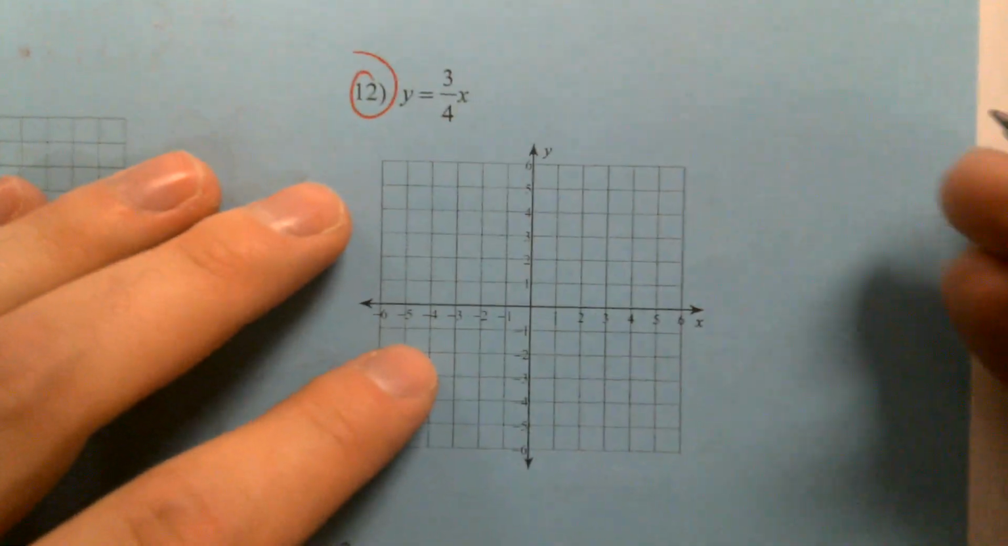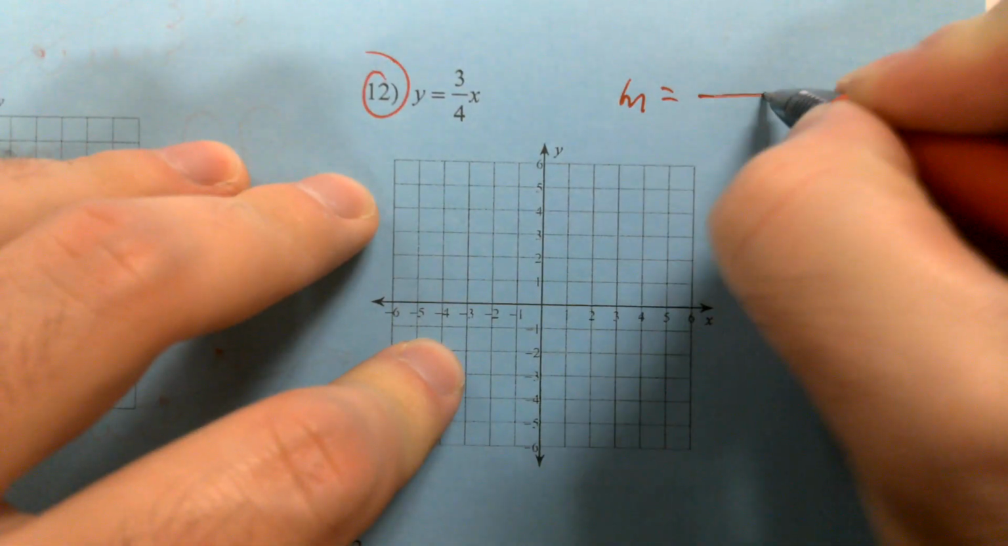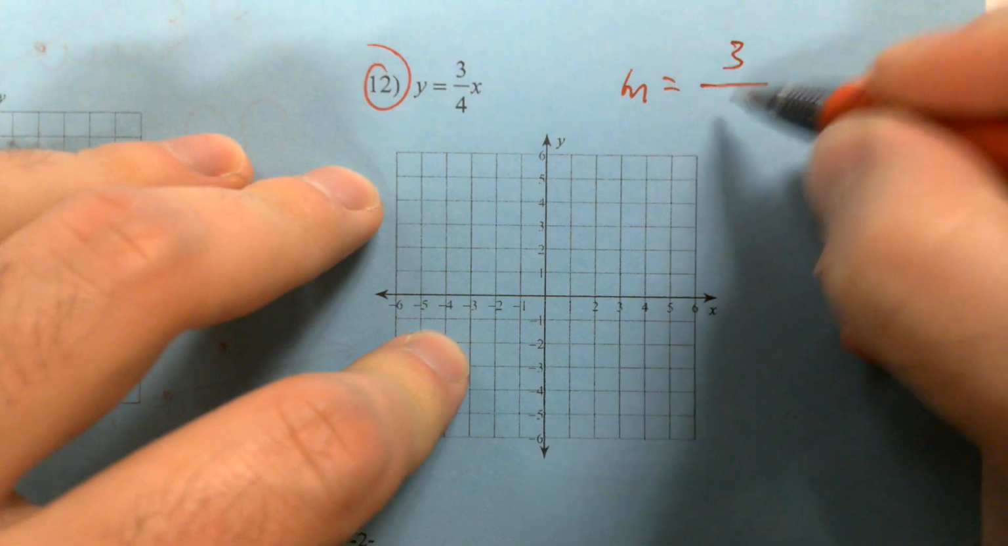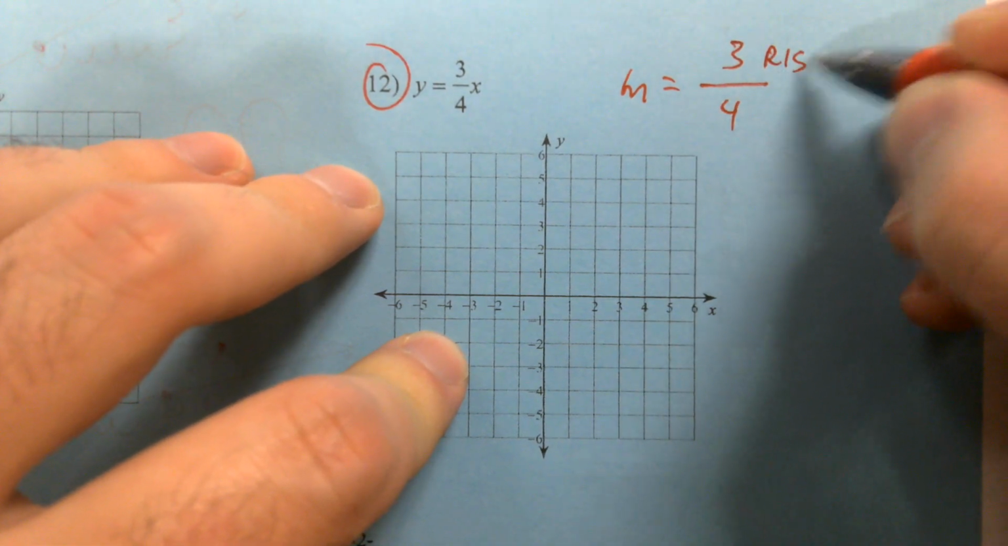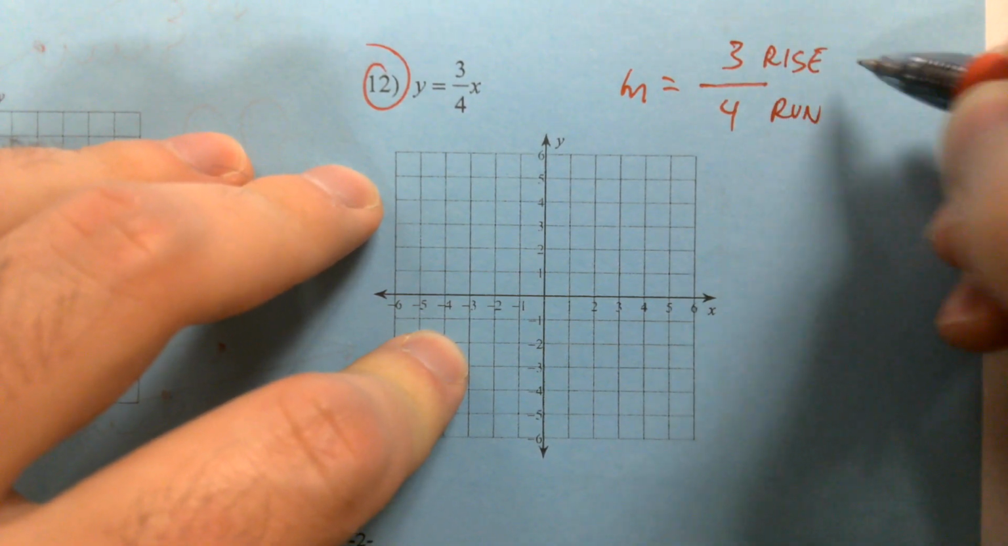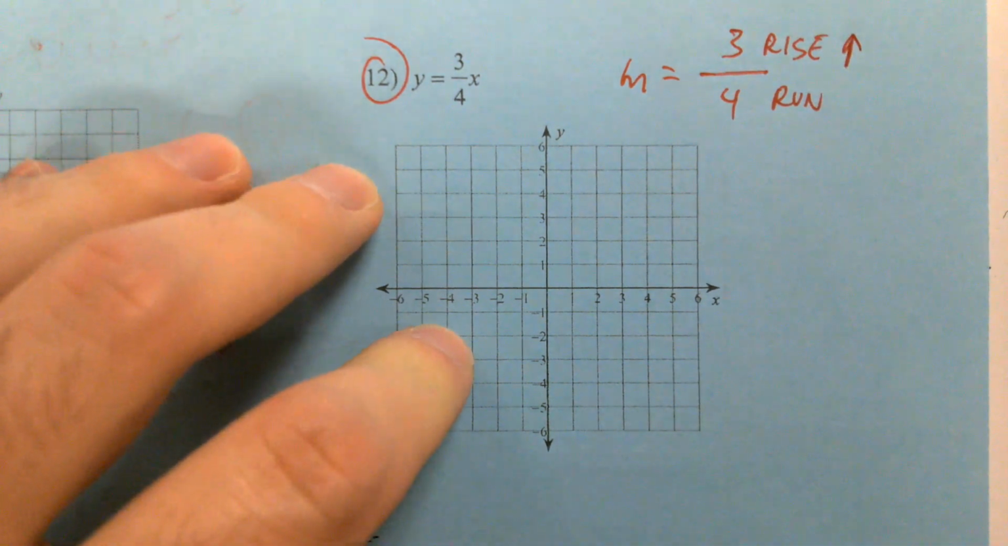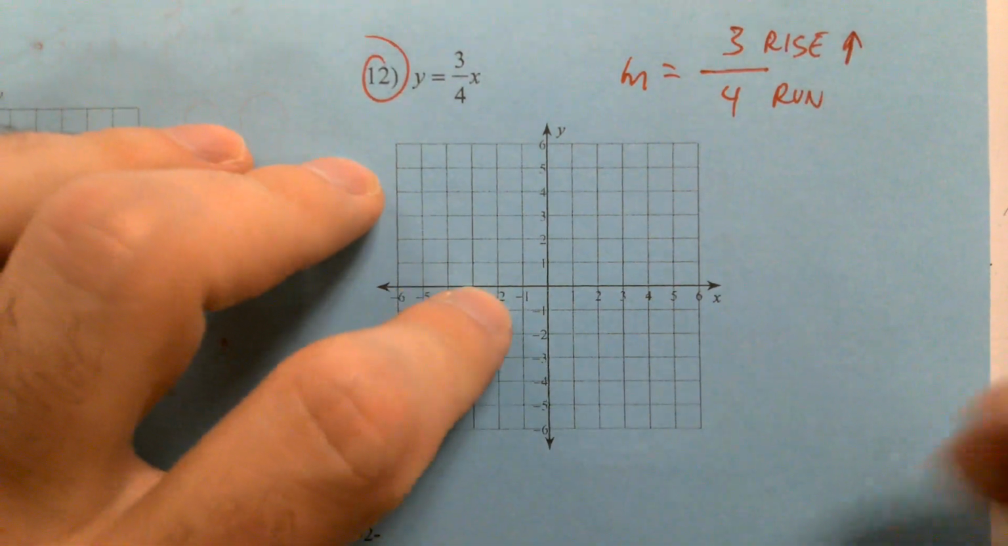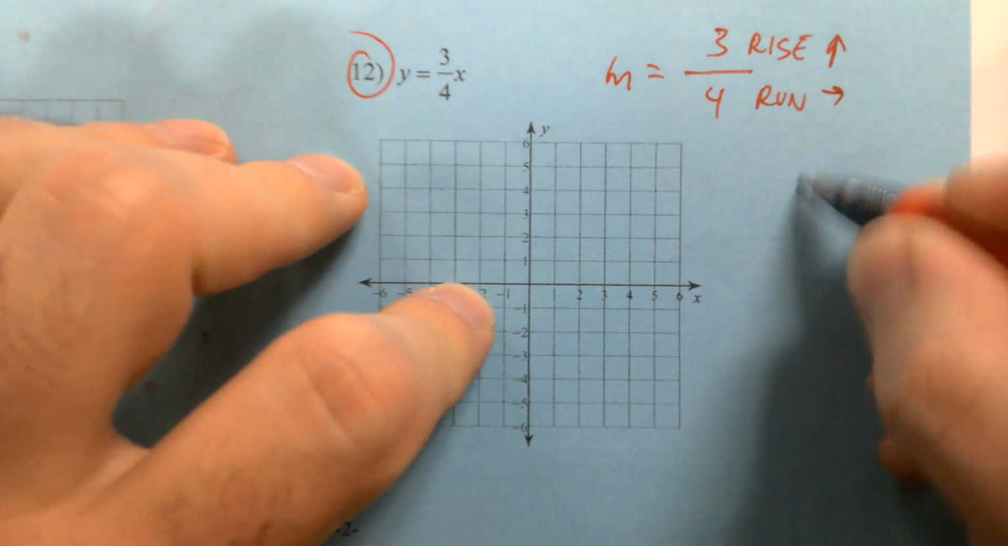Finally, we're going to go down to number 12. Number 12 looks a little bit different. What's my slope in number 12? 3 over 4. So I'm going to rise up or down 3? Up. How do you know we're going up? Because it's positive. That's right. And we're going to run to what direction? Right. To the right. Always to the right.